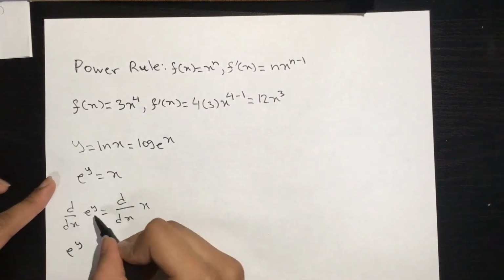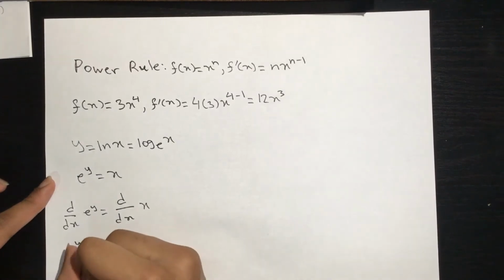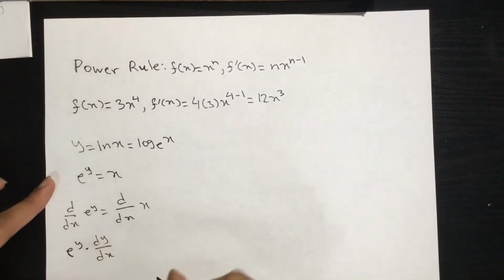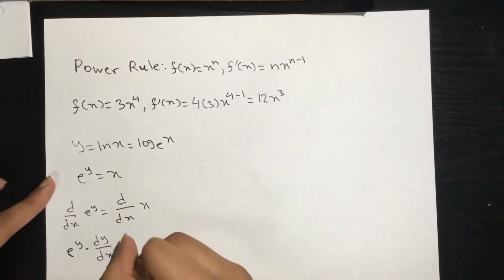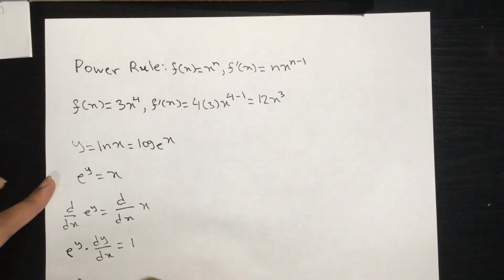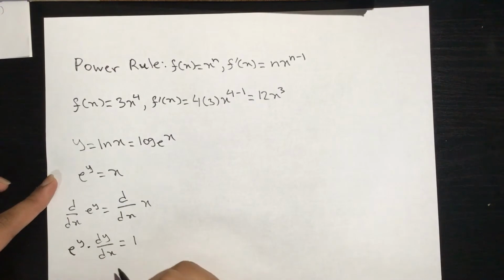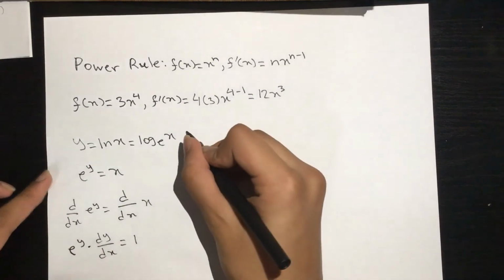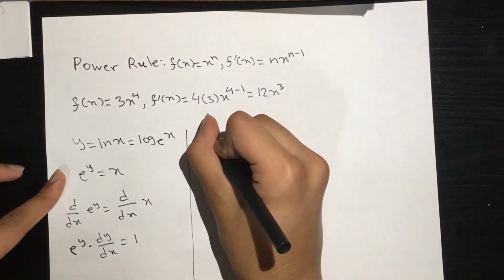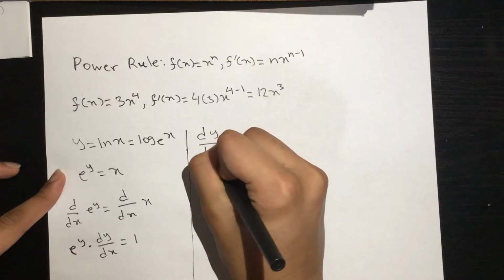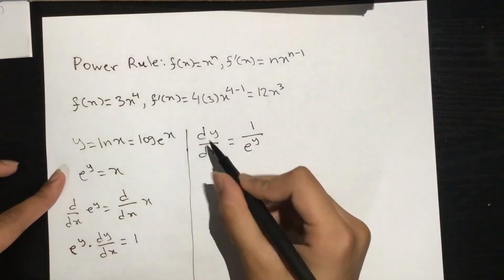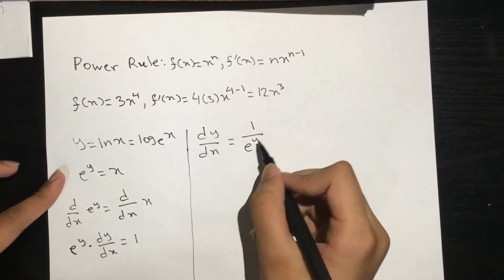So here we get d by dx of e to the y is equal to e to the y times dy by dx, since we're differentiating with respect to x and not y. And the right side is simply just 1. The derivative of x is 1. So now we have e to the y times dy by dx is equal to 1. And then we can divide both sides by e to the y. So we get dy by dx is equal to 1 over e to the y. So we're isolating dy by dx, and this gives us the derivative.